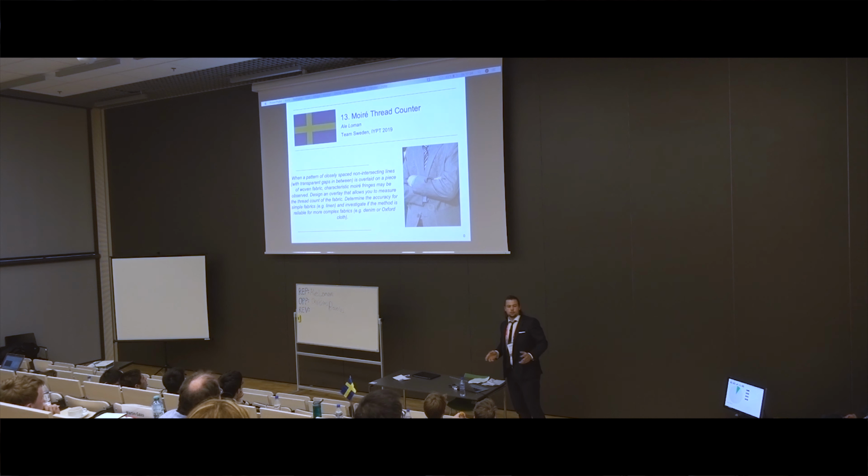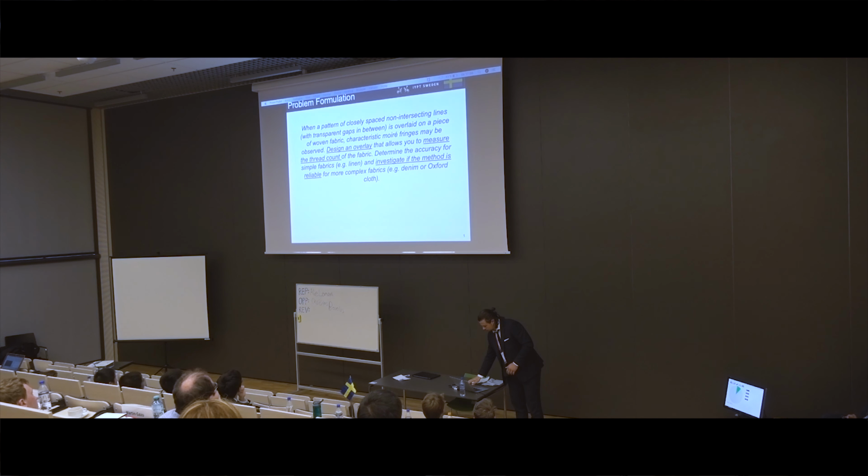However, in this presentation, we will go into how we can achieve these Moire fringes artificially, within a controlled setting, and what we can actually use them for in order to measure certain properties of threads and the fabrics. So just some underlines here. We want to design an overlay and measure the thread counts of different fabrics. We want to investigate if the method is reliable.